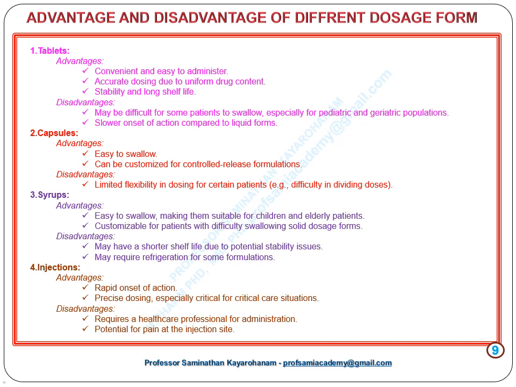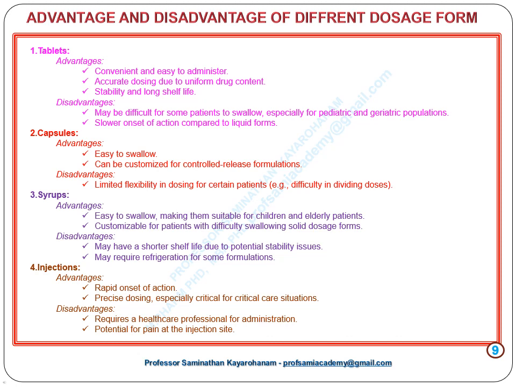2. Capsules. Advantages: easy to swallow. Can be customized for controlled release formulations. Disadvantages: limited flexibility in dosing for certain patients, for example, difficulty in dividing doses. 3. Syrups. Advantages: easy to swallow, making them suitable for children and elderly patients. Customizable for patients with difficulty swallowing solid dosage forms. Disadvantages: may have a shorter shelf life due to potential stability issues. May require refrigeration for some formulations.